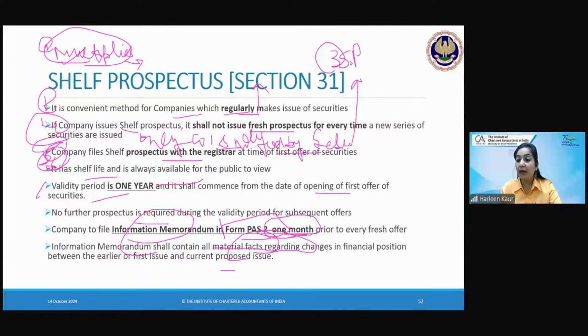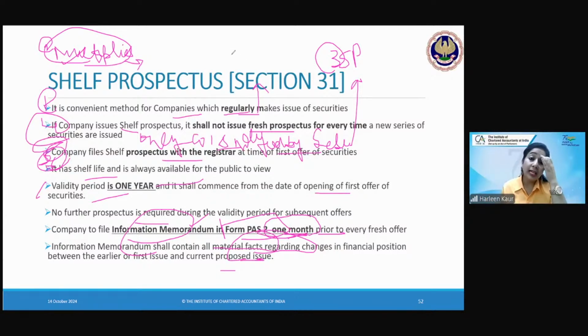So if I am bringing my subsequent issue on 25th April, then 1 month prior means before 25th March, I should give it to you, 1 month prior to every fresh issue. So within 25th March to 25th April, 1 month prior. So 1 mahina pehle, I have to give you the information memorandum so that these prospective investors who are thinking of taking more shares can decide whether they want their 15 days money back or they want to take up the securities.